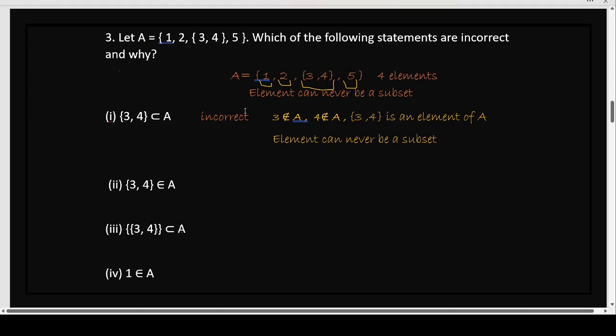Element can never be a subset. Now, {3, 4} belongs to A. Is it true? Yes, because {3, 4} within curly brackets is an element, and it is present here. So this is an element of A. So {3, 4}, this is an element of A. This {3, 4} belongs to A. This is correct.